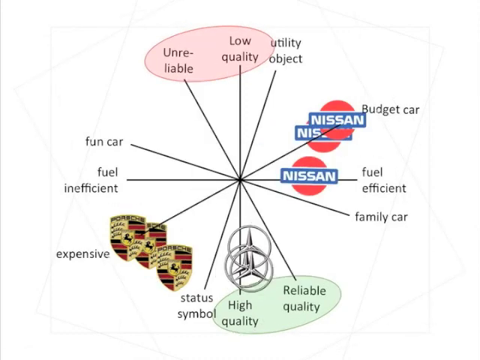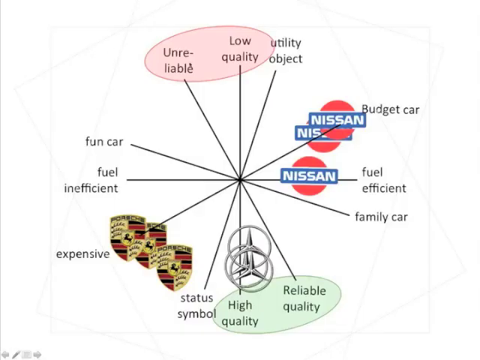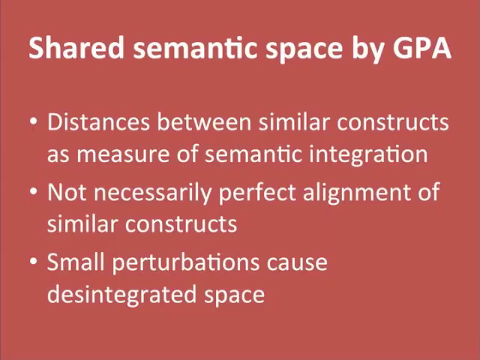So what we see here is that, let's wrap it up. We see that slight perturbations might change the position of the construct. That's not quite what we want. We actually want low quality and unreliable to be as close together as possible in the shared space. We'll see in a minute how we can handle this. So let's wrap it up.